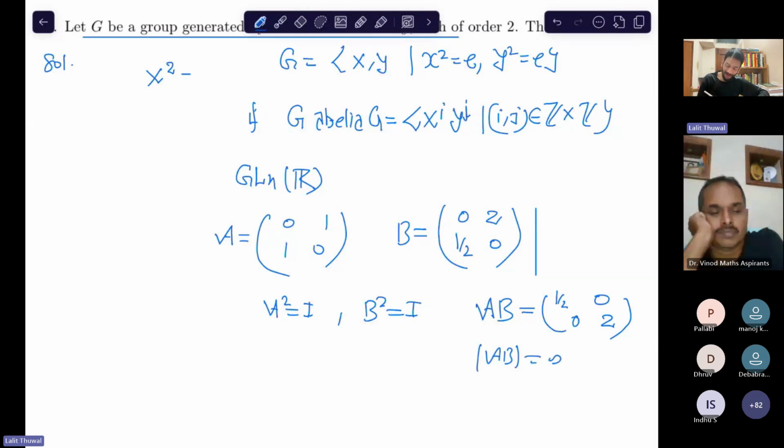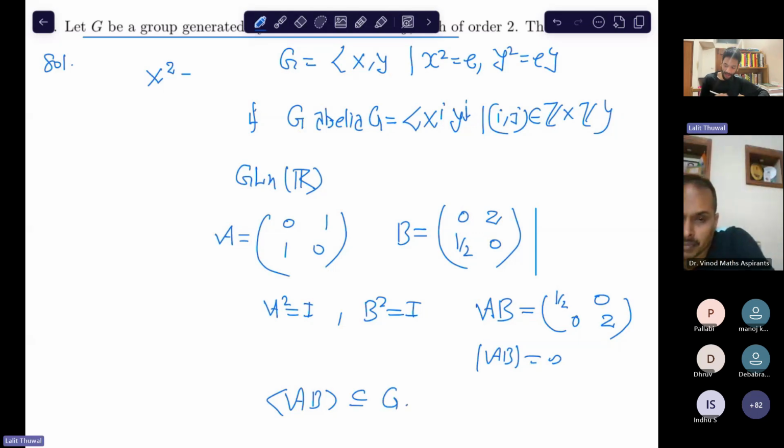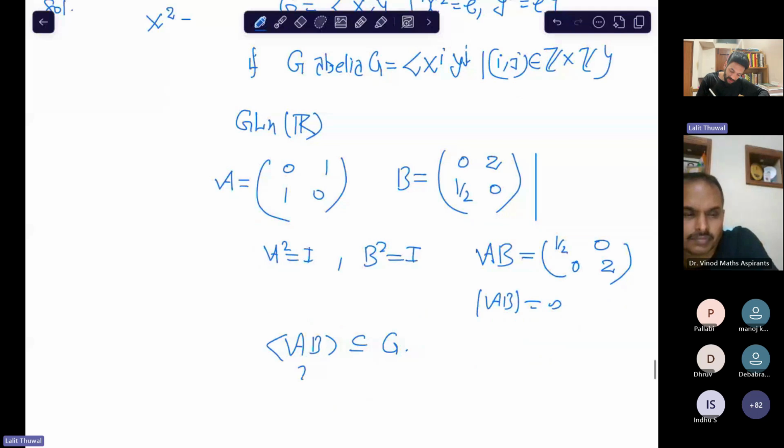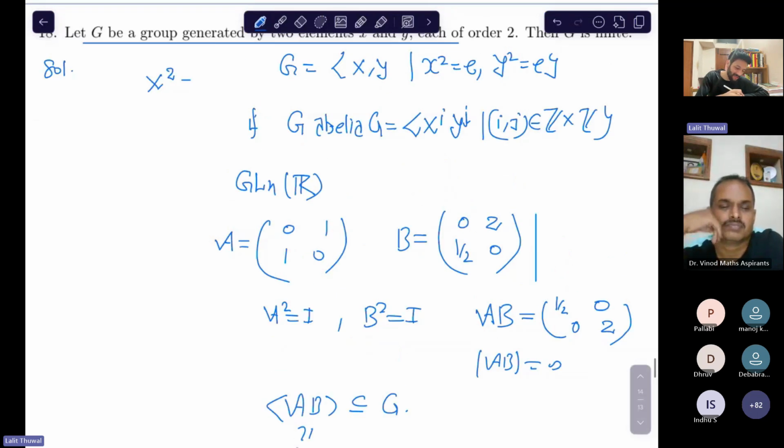So there is some element, the group generated by AB is also inside G, right? And this is isomorphic to Z, an infinite cyclic group, or you can say just some infinite set is inside G. So G must be infinite. Okay, so in this way we solve this question.